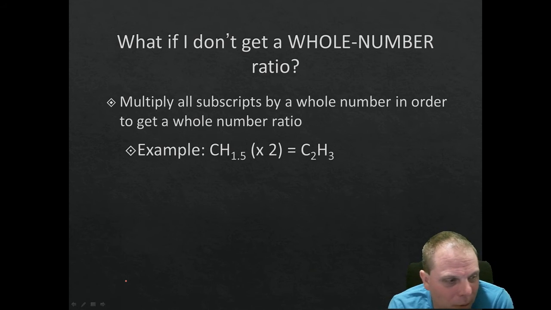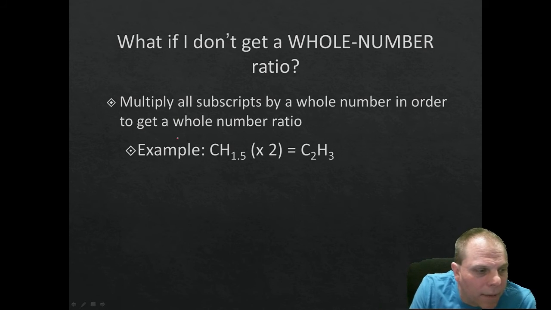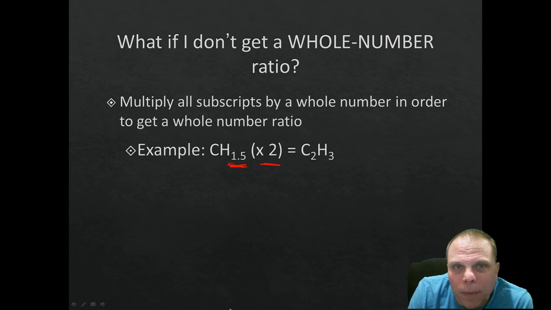We might expect 0.25, but we won't do any more than that. Anyway, multiply all subscripts by the whole number in order to get a whole number ratio. Let's say we had CH 1.5. What would I multiply 1.5 by in order to get a whole number? I'd have to multiply it by 2, right? So 2 times 1.5 gives me a 3.